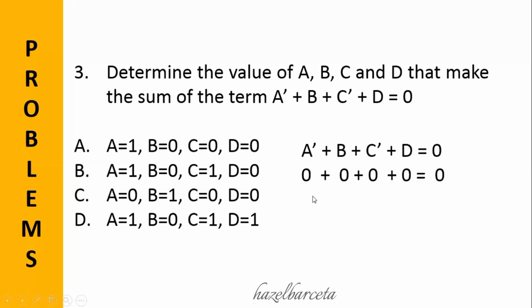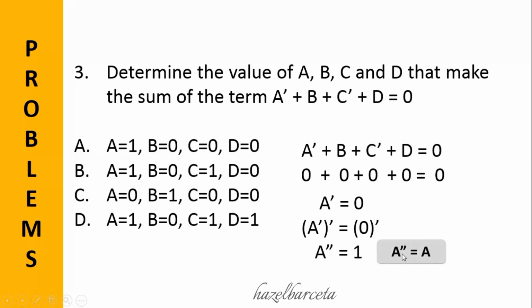So, ayan. Ang ating A prime ay equal to 0. But we are to solve for A. So, kukunin po natin si A. Kukunin po natin yung complement para maging A. So, magiging po siyang complement ng ating A prime at complement ng 0. This will be A double prime and the complement of 0 is 1. But we have the complement law where A double prime will be equal to A. Therefore, A is equal to 1.